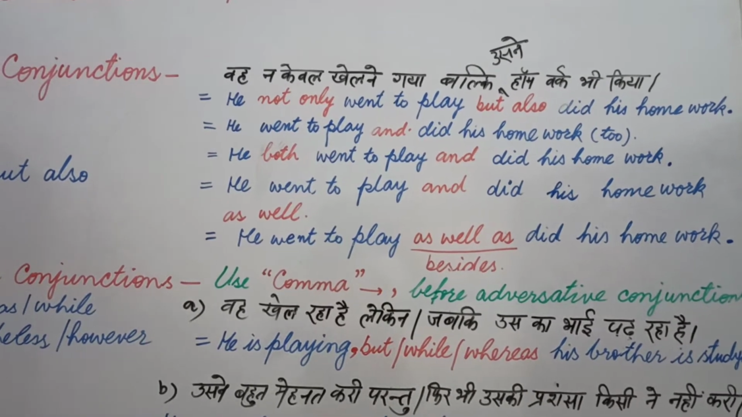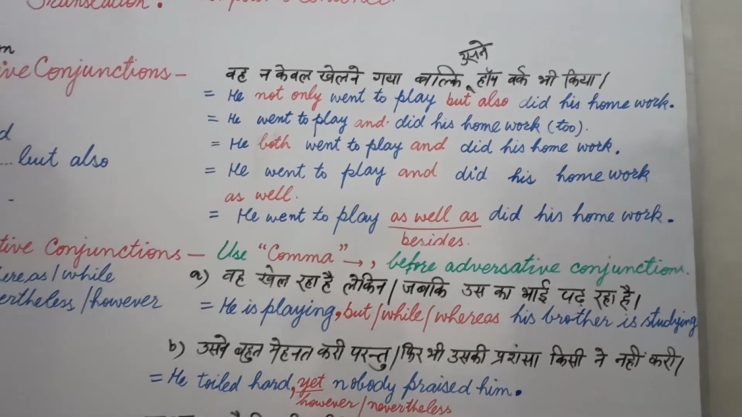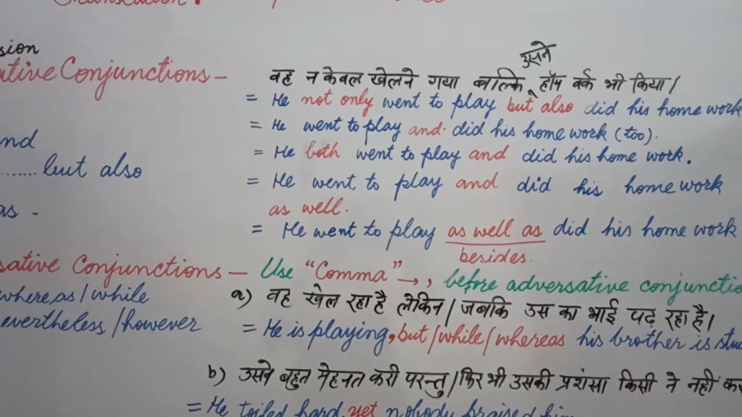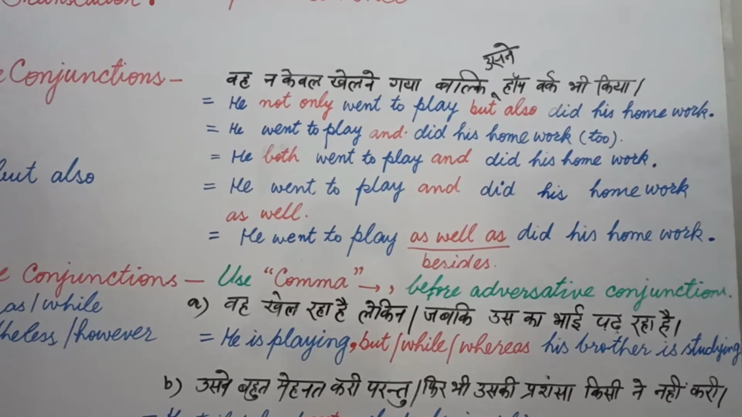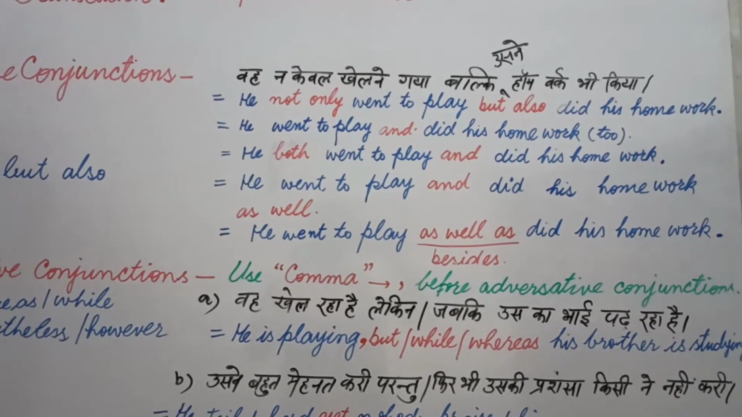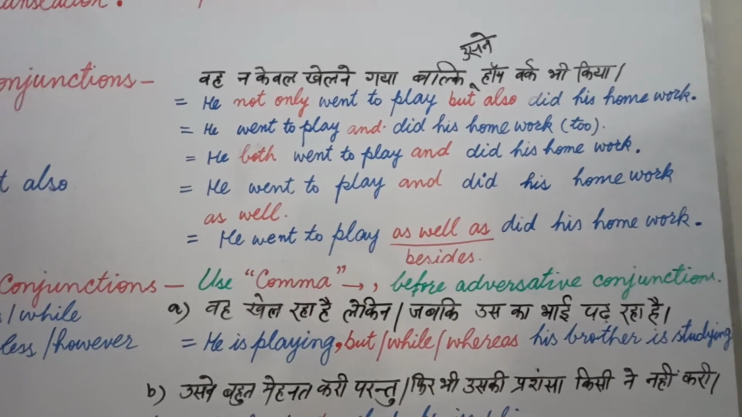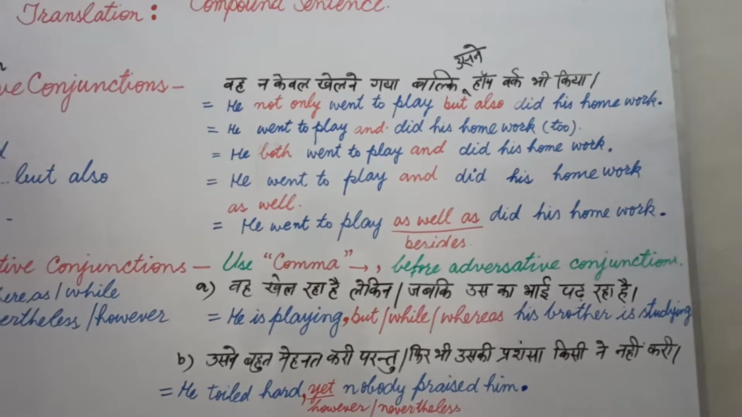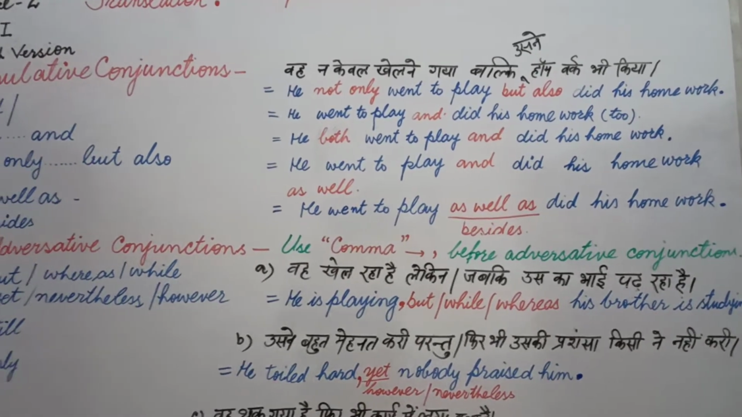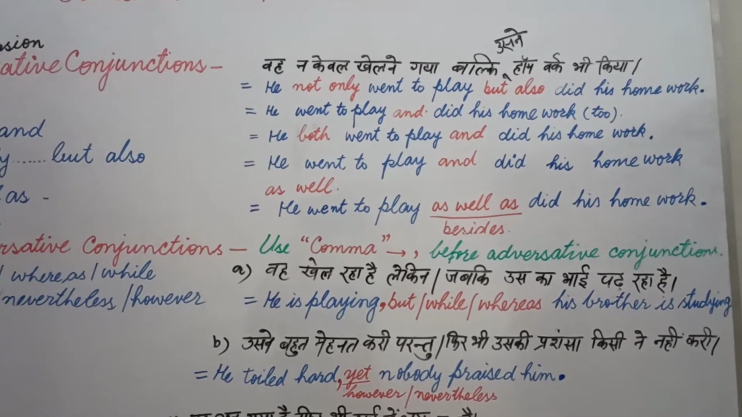Now we omitted he here. Students, compound sentences are known for their shortness, for their short size. How we can say so? We can say so because he is common and we haven't written he here, but we don't do this in subordinate conjunctions. We can write a compound sentence in short here. वह न केवल खेलने गया बल्कि उसने homework भी किया.